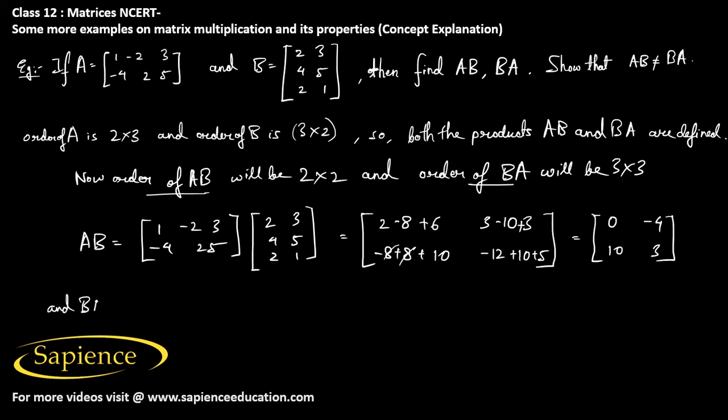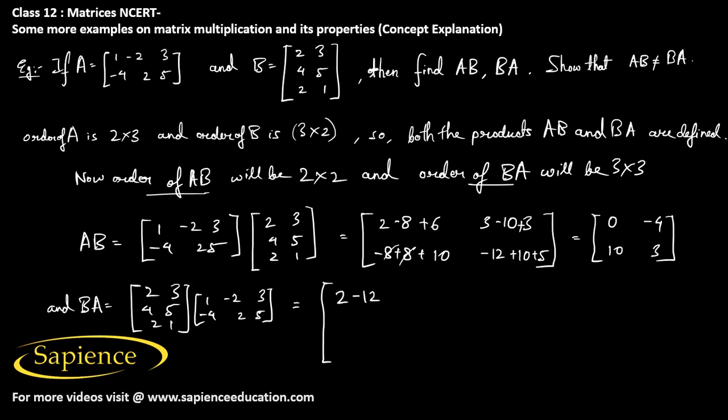And similarly, we can find the matrix BA. So this will be [2, 3; 4, 5; 2, 1] times [1, -2, 3; -4, 2, 5]. For the element of the first row and first column, we take the first row of B and the first column of A. So this will be 2 minus 12, that is -10. For the element of the first row and second column, we take the first row of B and the second column of A. So it would be -4 plus 6. This would be 2 times 3, 6, plus 3 times 5, 15.